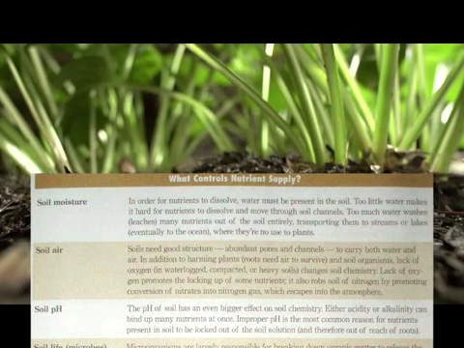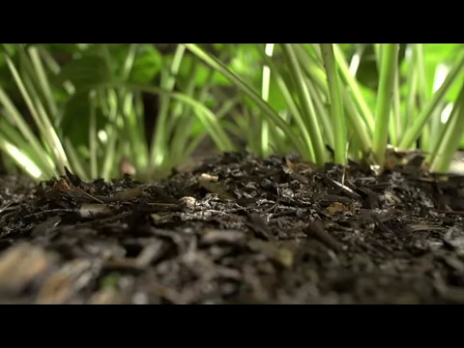Soil pH. The pH of soil has an even bigger effect on soil chemistry. Either acidity or alkalinity can bind up many of the nutrients at once. Improper pH is the most common reason for nutrients present in soil to be locked out of the soil solution and therefore out of the reach of roots.